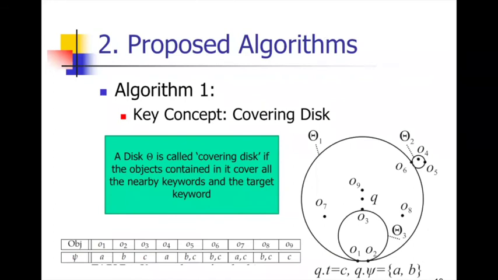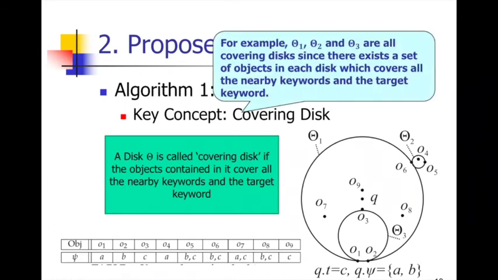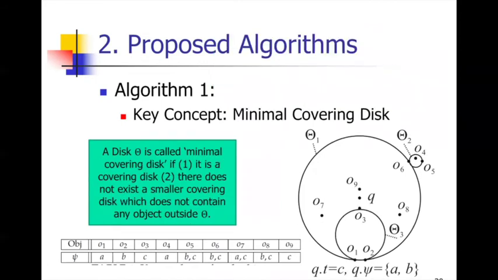First, let me present a key concept, covering disk. A disk theta is called a covering disk if the objects contained in it cover all the nearby keywords and the target keyword. In this example, there are 9 objects and 3 disks. The target keyword is C, and the nearby keywords are A and B. Theta 1, theta 2, theta 3 are all covering disks, since there exists a set of objects in each disk which covers all the nearby keywords and the target keyword.